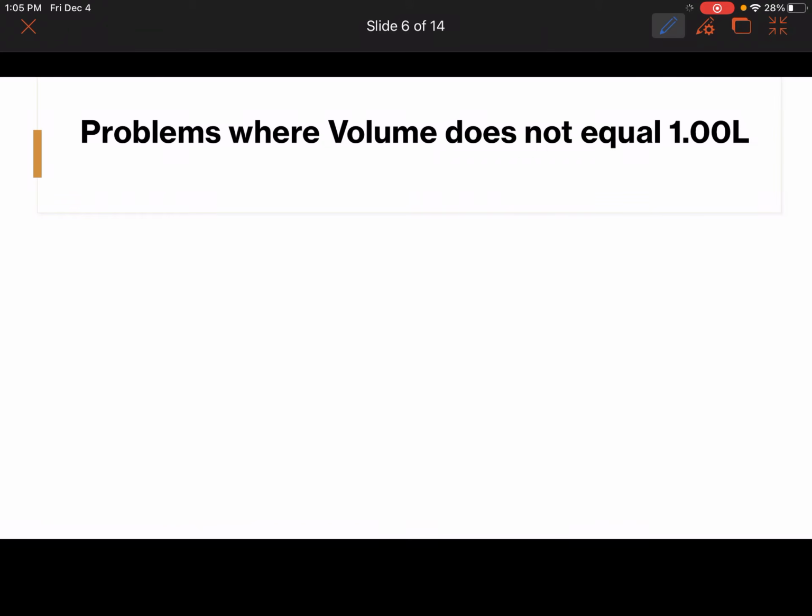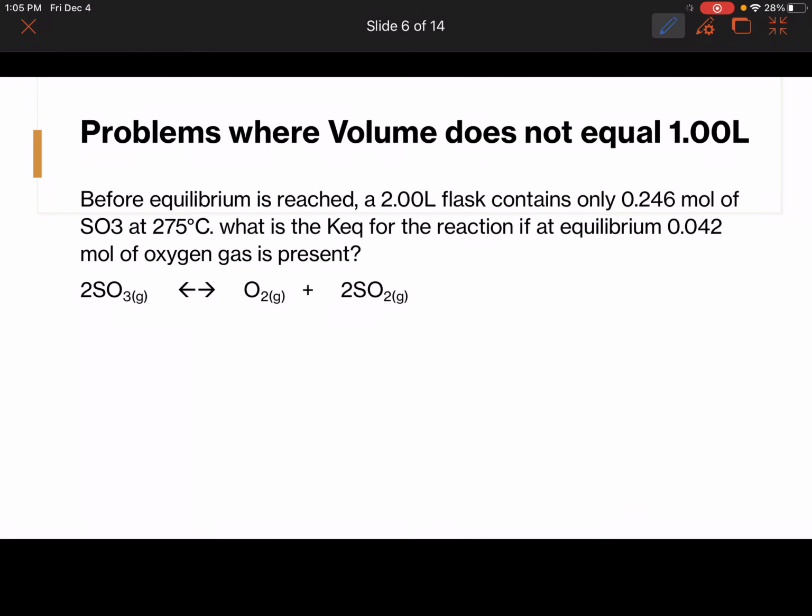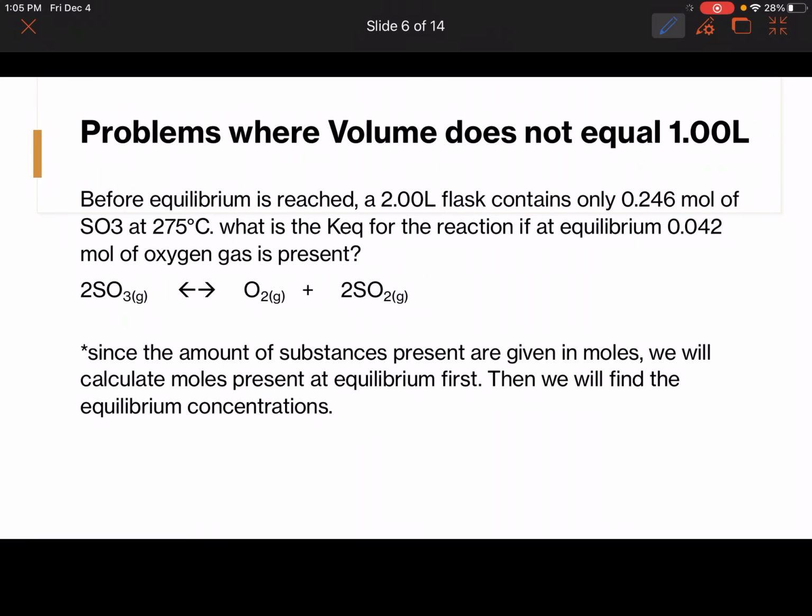Now, we have problems where the volume does not equal 1.00 liters. So when that happens, we just want to factor that in. So here's the question. Before equilibrium is reached, a 2-liter flask contains only 0.246 moles of SO3 at 275 degrees Celsius. What is the KEQ? And it gives you the equilibrium concentration of the oxygen gas.